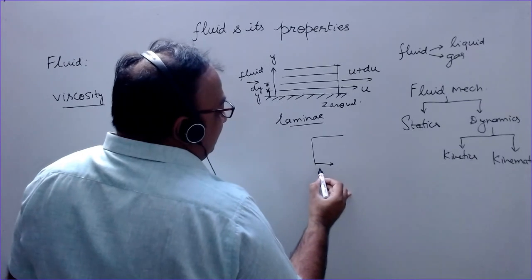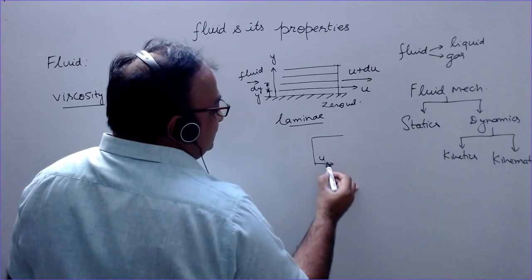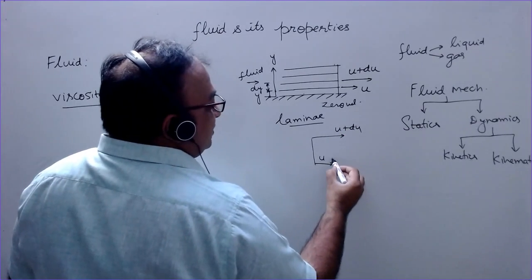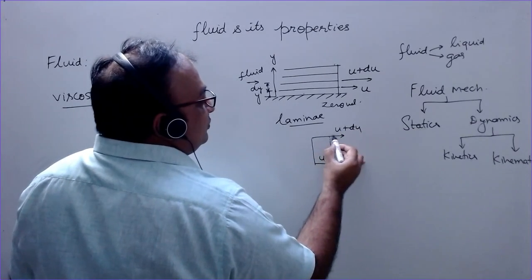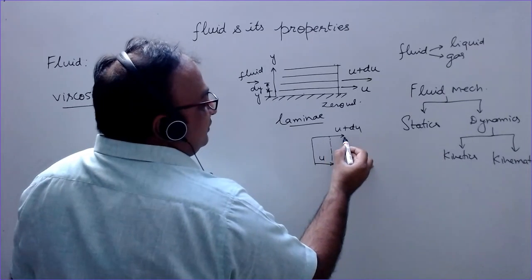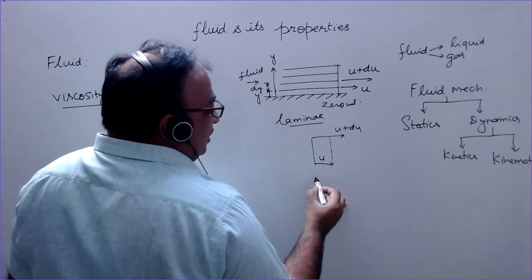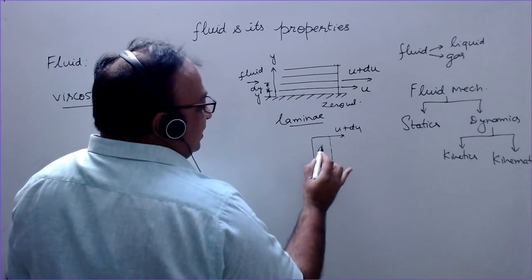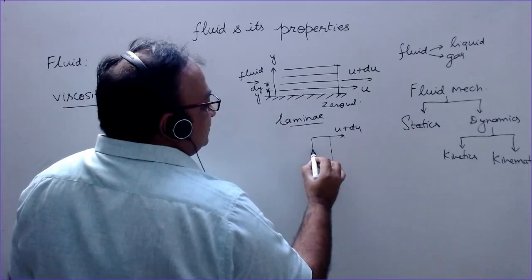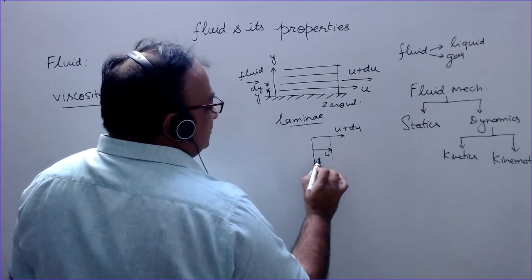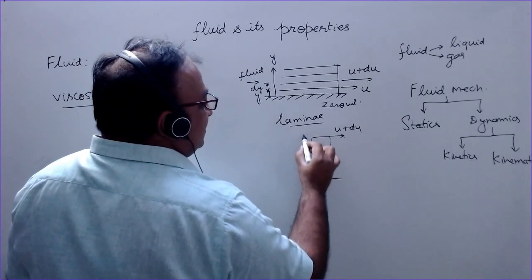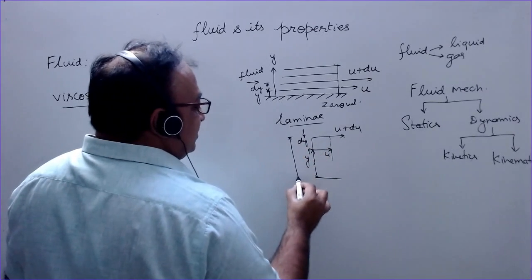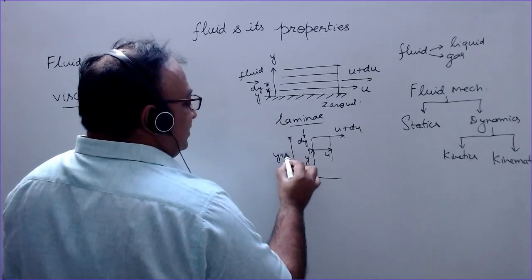Now this layer is having a velocity u, and this is having u plus du. Up to this, this is also u, this is du. So this additional velocity is du. Now I am taking the distances from here. So this distance is, say, y, and this is dy. So distance measured from here is y plus dy.